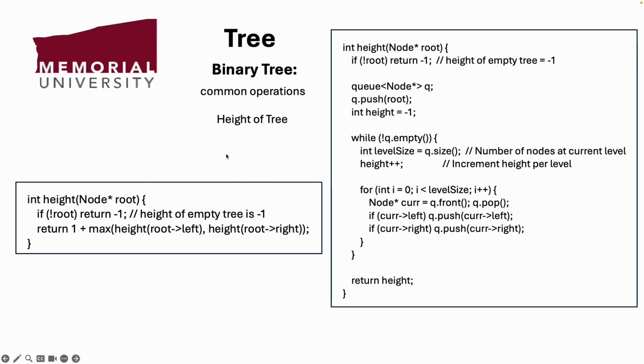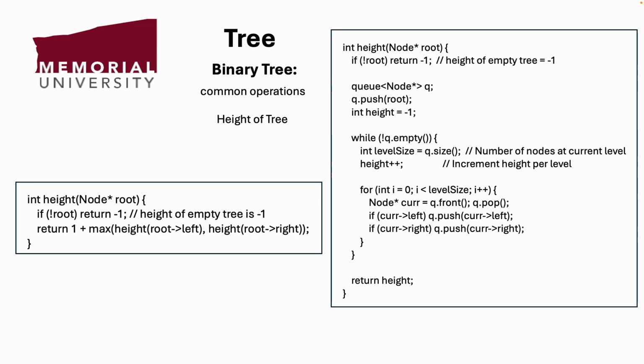Okay, so this is the code to find the height of a tree. It has two approaches. First, recursive. Second, iterative, using the breadth first strategy to find the height of a tree. Let's take a quick look at the recursive way. If the tree root is empty, return -1. It means it's an empty tree, and the empty tree height we defined here is -1.